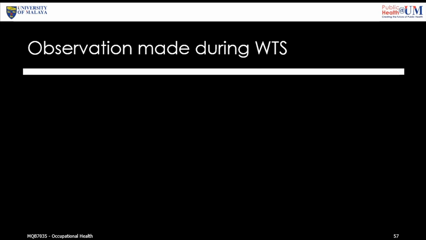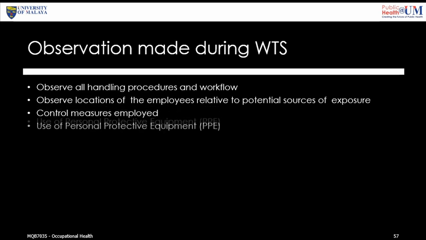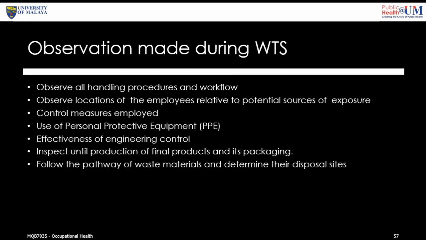So, observations made during the walkthrough survey. Observe all handling procedures. Observe the location of all employees relative to potential sources of exposure. What control measures are available? Whether personal protective equipment is used or not, and whether it is used correctly. Whether there is effective engineering control. Inspect the production, final product and its packaging. Follow the pathway of the waste material and determine the exposure site, because improper waste is also a hazard.